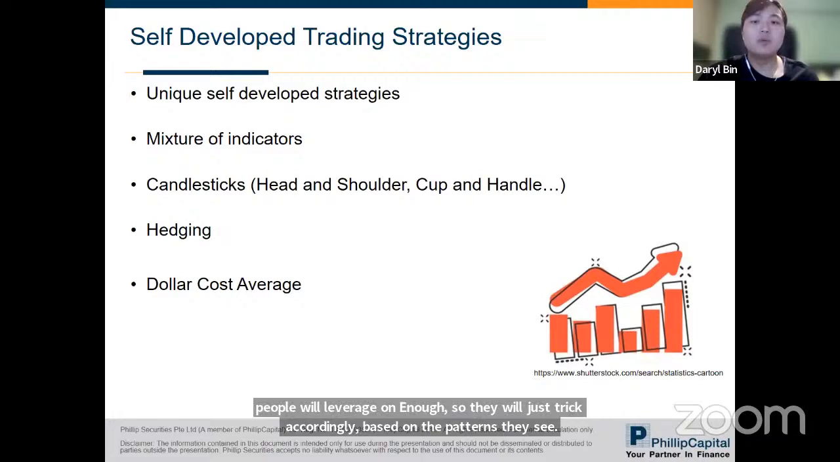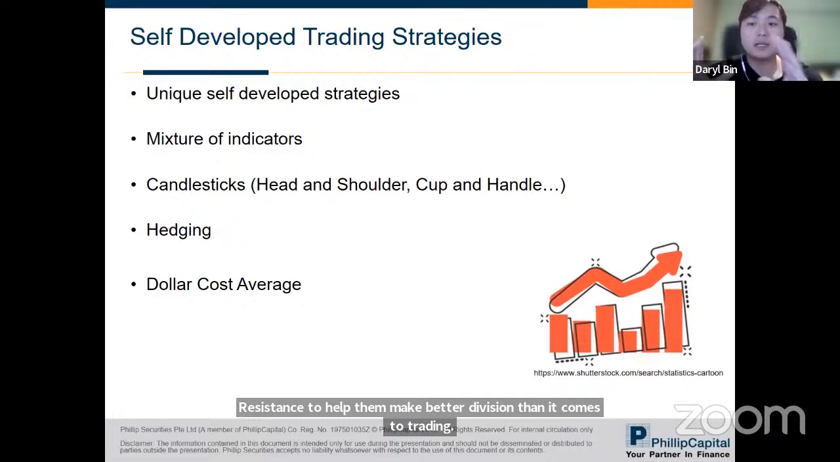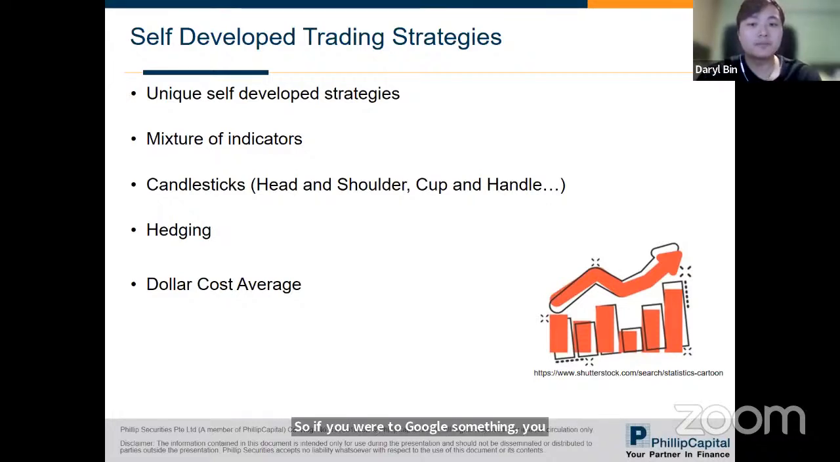Some people use moving averages or support and resistance to help them make better decisions when it comes to trading. If you were to Google some technical analysis, you'll see some charts that are very complicated with a lot of indicators. Personally, I use a mixture of a few indicators, not just candlesticks, but moving averages, support and resistance before I decide whether I want to proceed with a trade. Then again, all these different indicators, you must find what is best for yourself, based on your own strategy and your own liking.